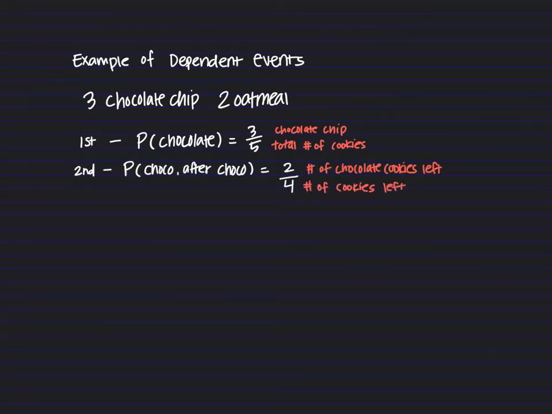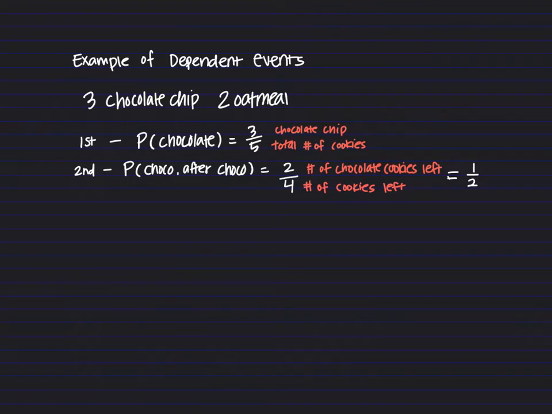So this is how your equation will look. You first have the probability, and you have a longer phrase here: chocolate after picking a chocolate. Now, on the bottom you have the number of cookies left after picking a cookie, and on the top you have the number of chocolate chip cookies left from picking on the first round. Because it's 2 over 4, I am going to simplify 2 over 4 into the simplest fraction, which is going to be 1/2.